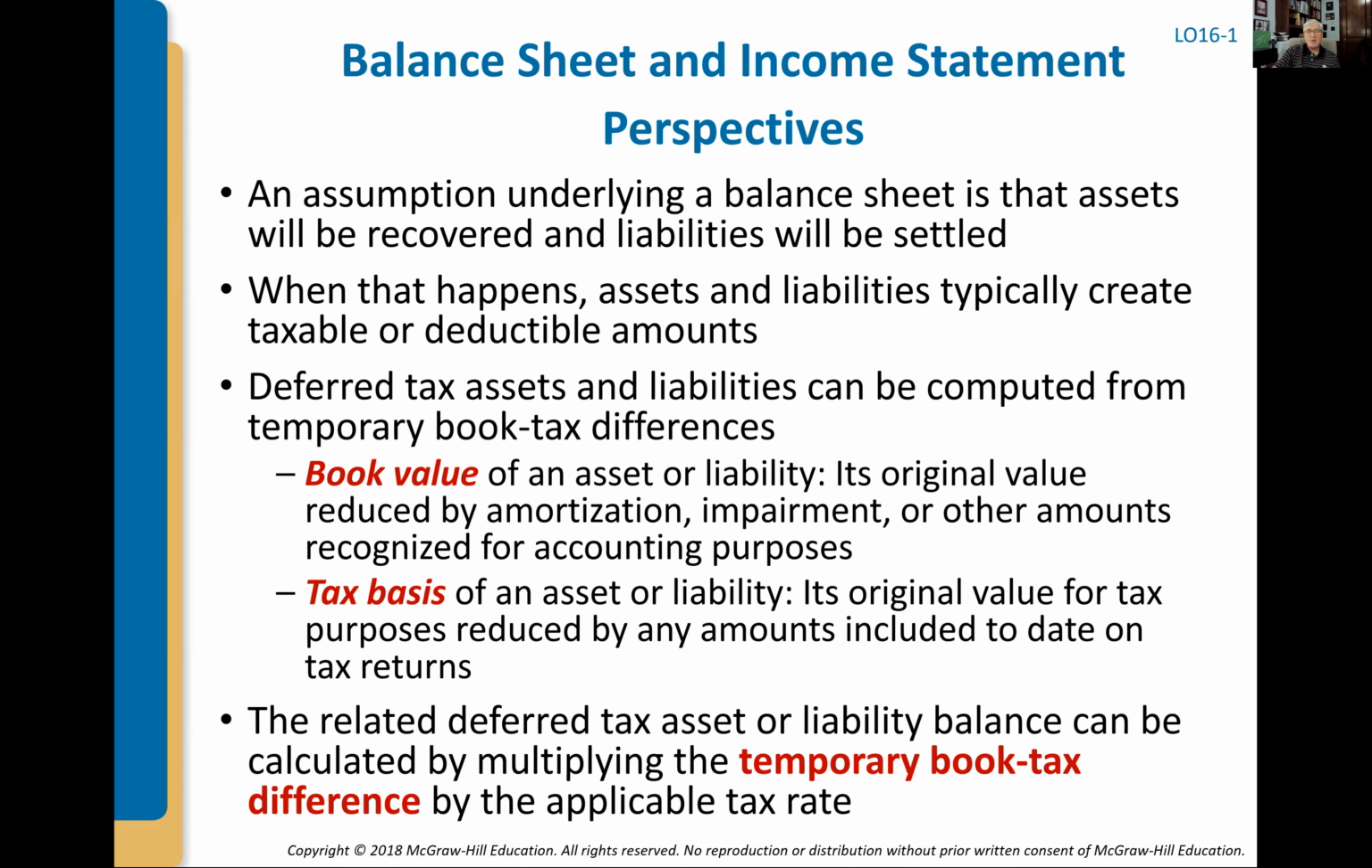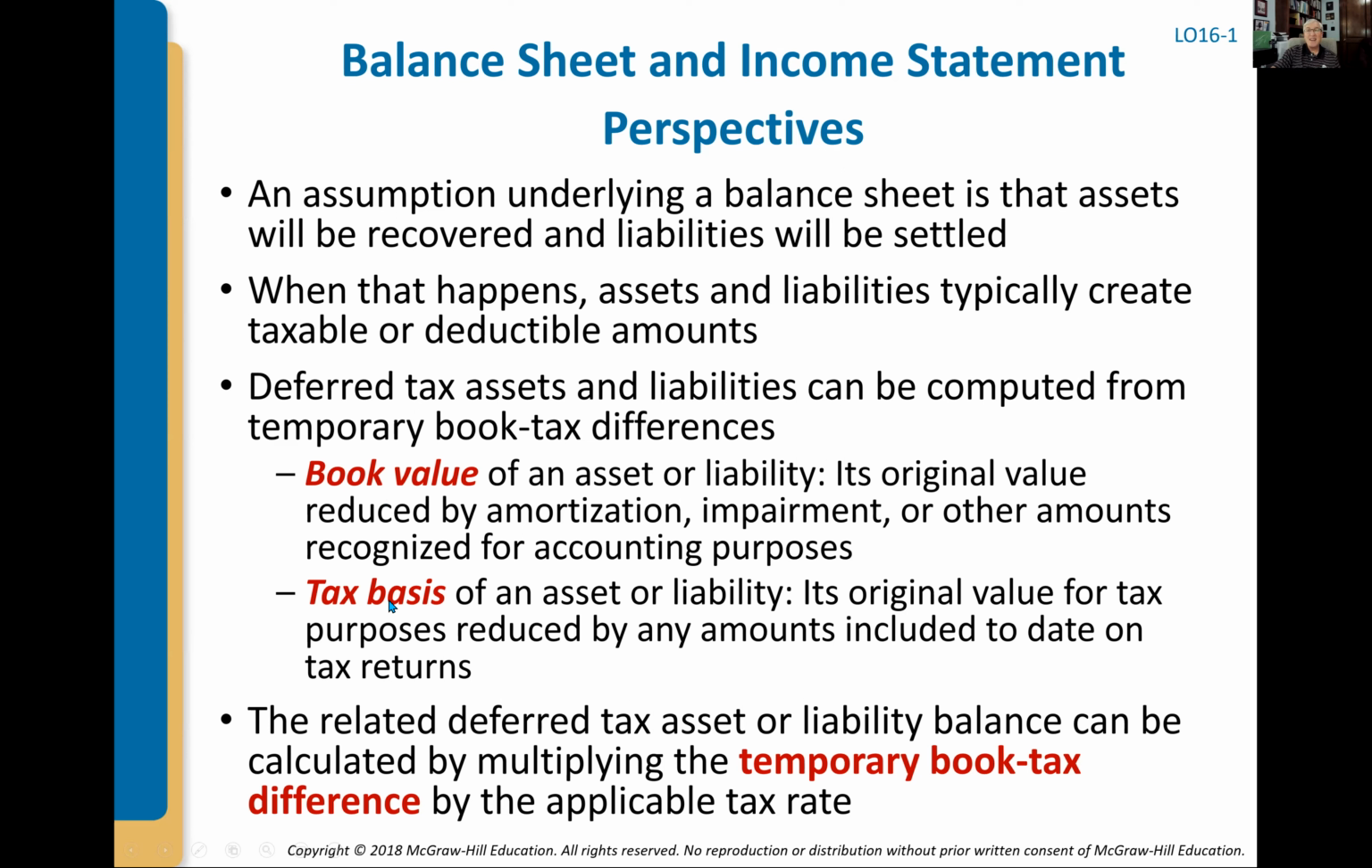And tax basis is its original value for tax purposes, reduced by the amounts included to date on tax returns. We'll look at some examples here, but let's start with an easy one, property, plant, and equipment. So the book value of, let's say, a factory. Let's say we have a $100 million factory and we're doing 10 years straight line. So $10 million of expenses go through year 1. 100 million minus 10 million. The book value of that factory would be 90 million.